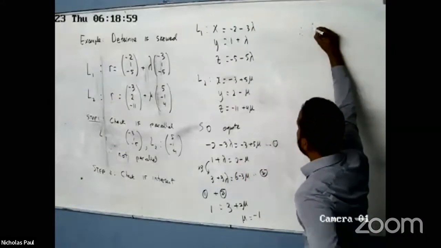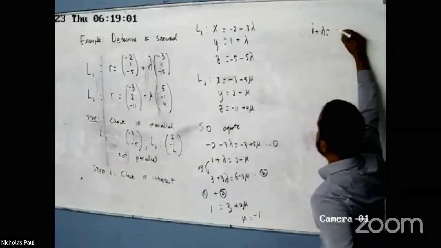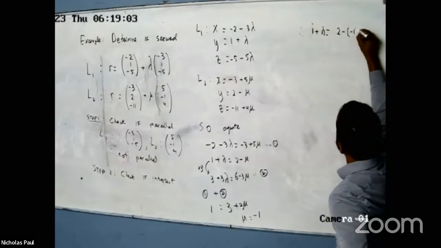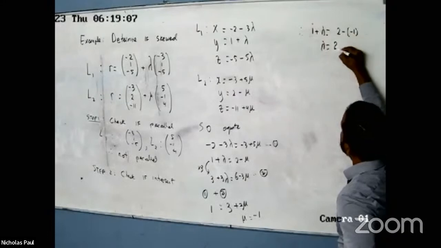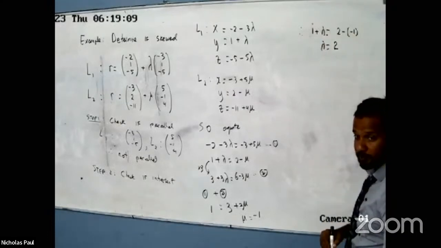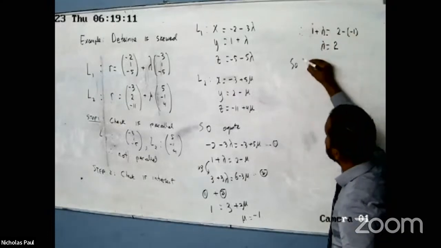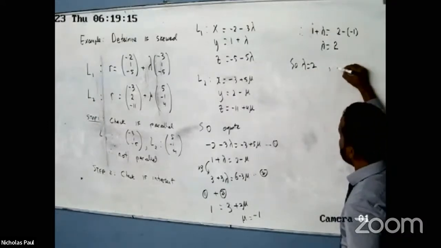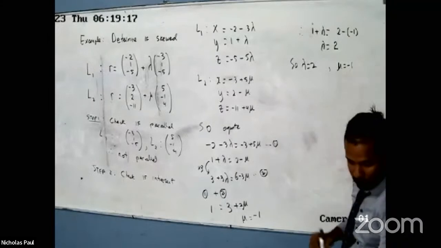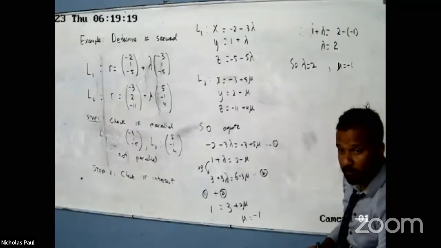So therefore, 1 plus lambda is equal to 2 minus -1. Lambda is equal to 3 minus 1, which is 2. Right? So here's what we have. We have lambda is 2, mu is minus 1. All okay? You're almost done.